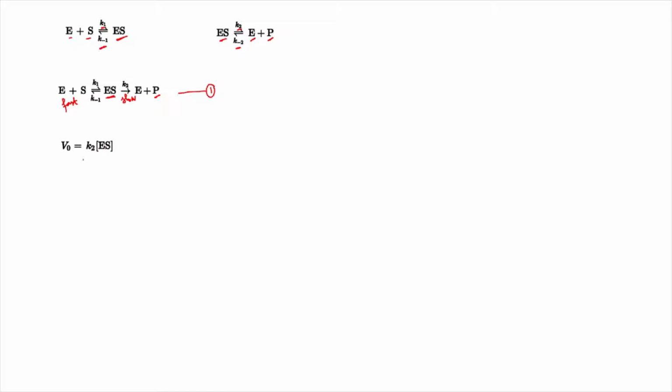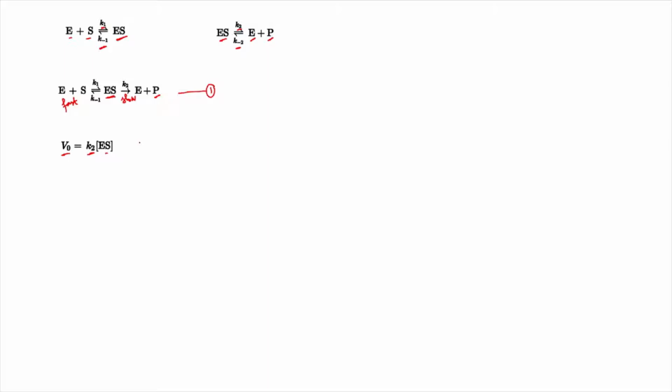Then, if we find the velocity or the rate of dissociation of the enzyme substrate complex, we write it as K2 into [ES], where K2 is the rate constant of dissociation of the enzyme substrate complex to form the product, and ES within square brackets denotes the concentration of the enzyme substrate complex.